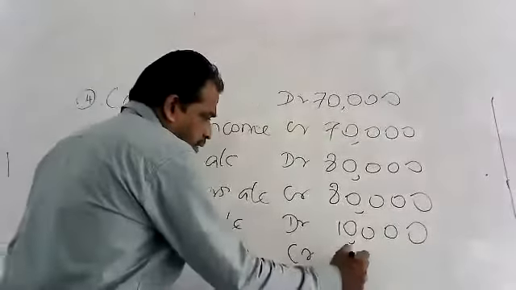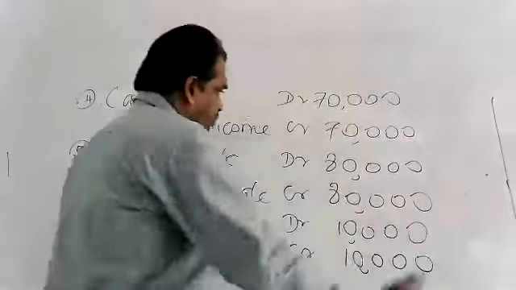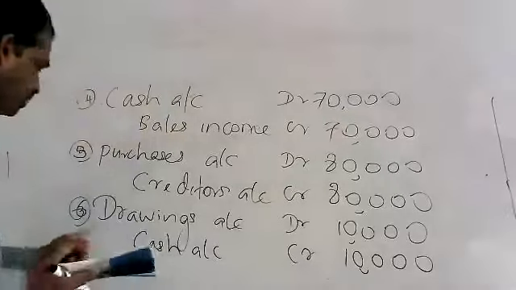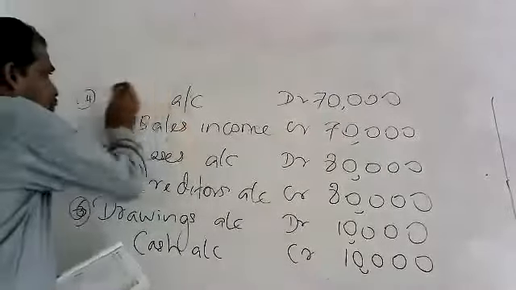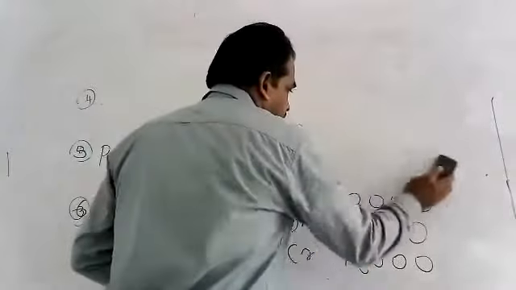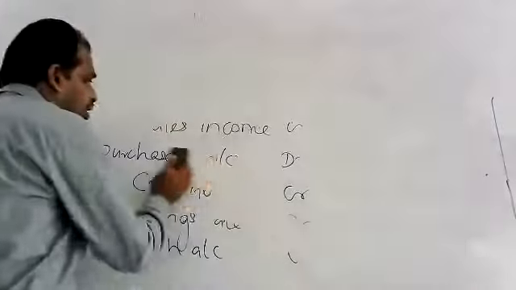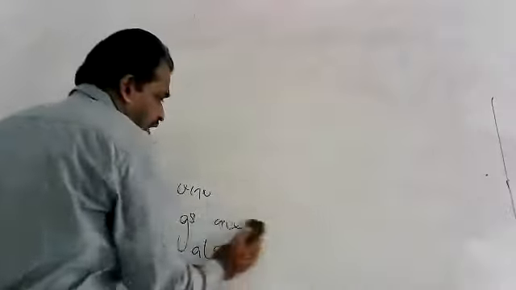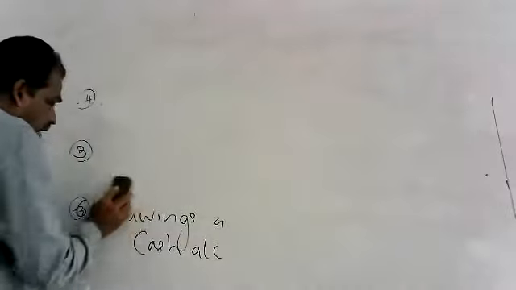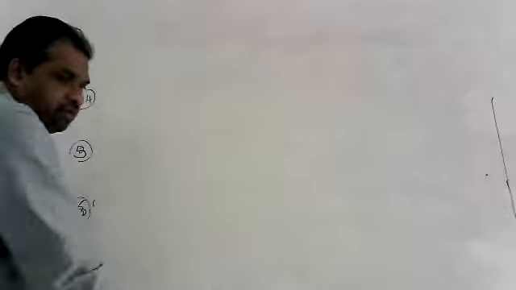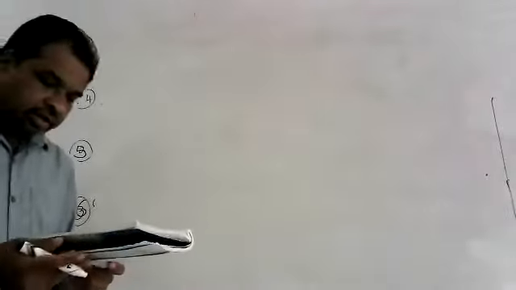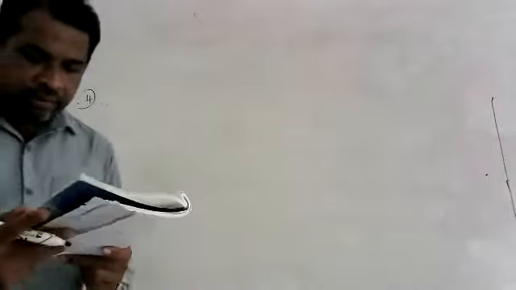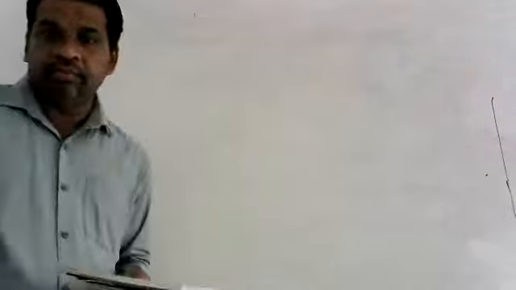Cash account credit 10,000 rupees. Right. That is the answer for transaction number 6. Then we can move to transactions 7, 8, 9. If you really understand the double entry principle, it is easy going to record business transactions in ledger accounts. Then transaction number 7, paid monthly salaries 20,000 rupees.